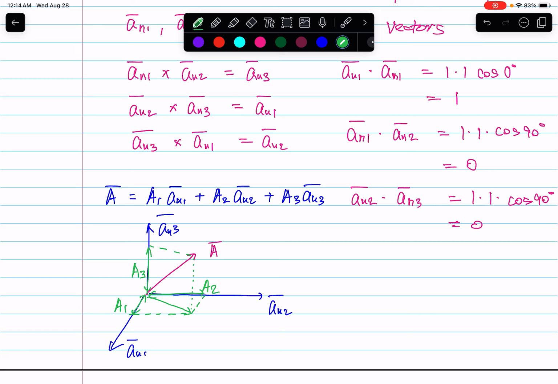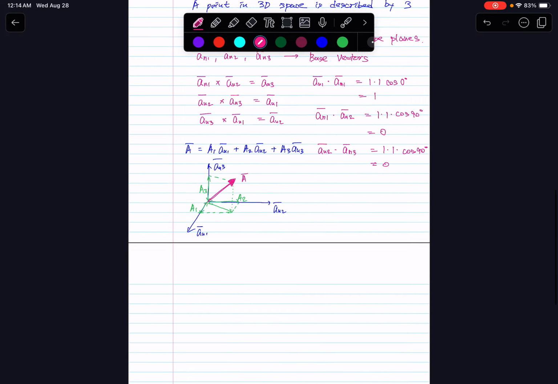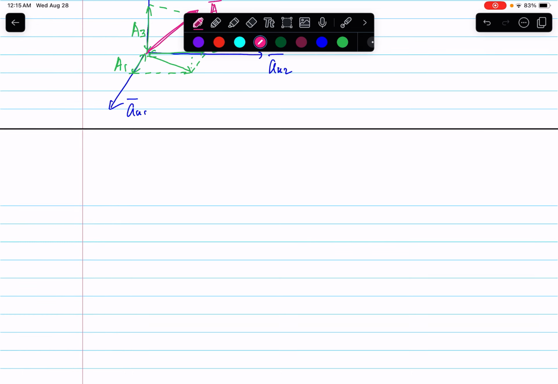Okay, so that's the height. So if you combine these base vectors, and if you plot it, then you can create any vector such as the one shown by this pink arrow. Okay, now we're going to move on to Cartesian, cylindrical, and spherical coordinates. So number 1, Cartesian coordinates.